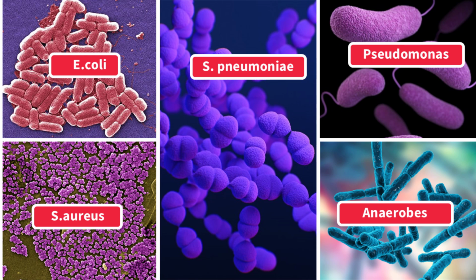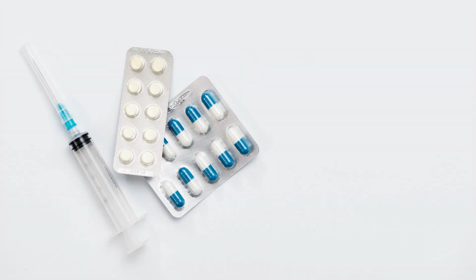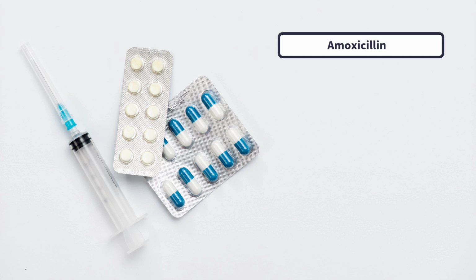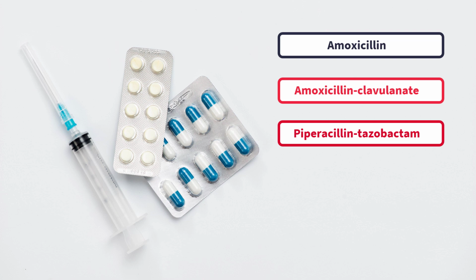In the first lesson, we learned what are the few most common bacteria that cause almost all infections that we see in practice. Now that we know what bacteria we are targeting, you will have absolutely no problem mastering antibiotics. Starting with the first mass-produced antimicrobial drugs, penicillins, drugs that we use all the time. Amoxicillin, amoxicillin-clavulanate, and piperacillin-tazobactam, among others, right?